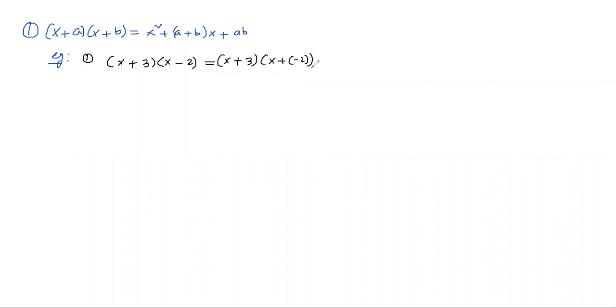Now you can identify that this is the value of a and this is the value of b. So directly you can write the result as x square, then here is the place for a plus b. So a is 3 and b is minus 2, so I can write it like this. And then this is a into b. So what will be the answer? It is x square, then, okay, the x I have missed, this is x, and then this is minus 6.